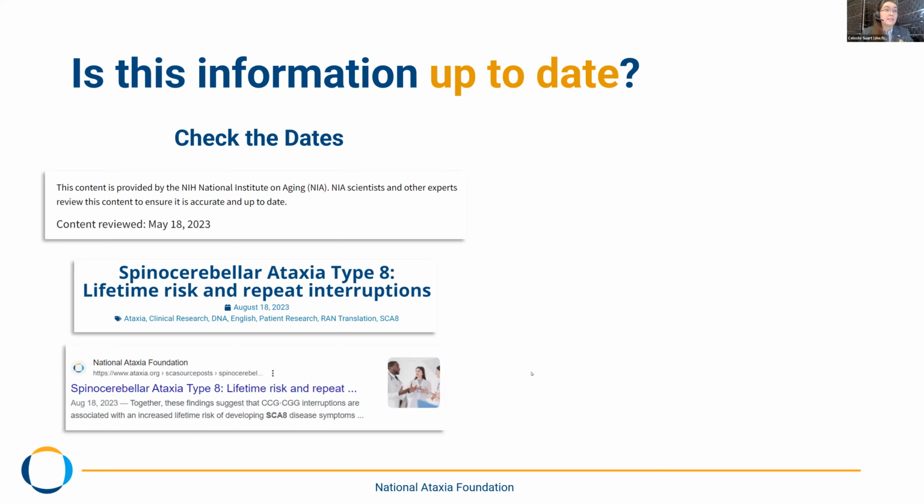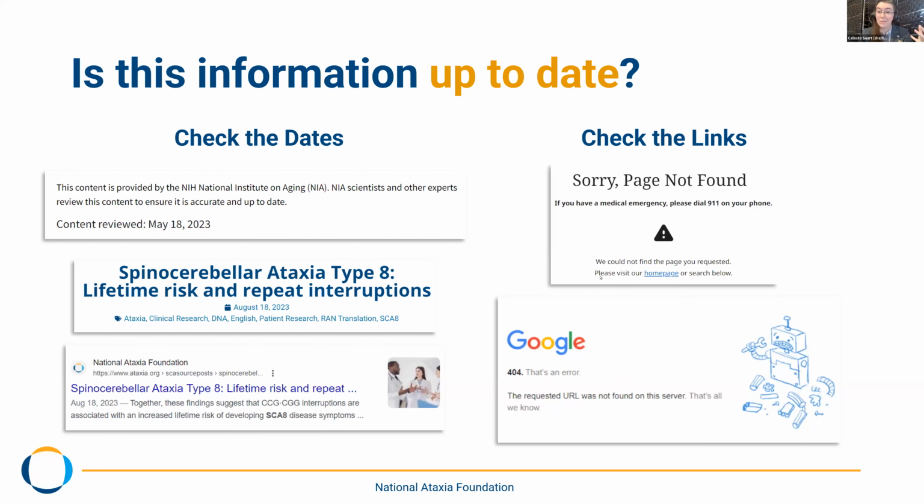Now, not all pages will have dates on them for a variety of reasons. In that case, it can be helpful to check the links. So if you click on a link and instead of going to a website, you're getting these error pages like, sorry, page not found, or in Google, you may have 404, that's an error. This is a sign that the page hasn't been updated in a while, if links are broken, and it can give you some clues about if the information is up to date and when the page was last updated, if it's not explicitly said on the website.